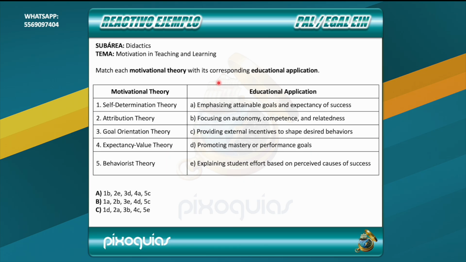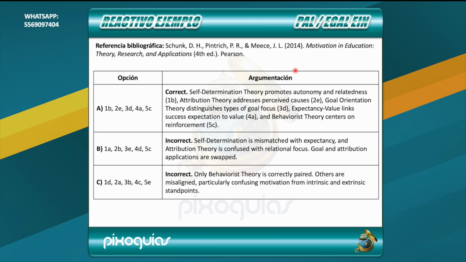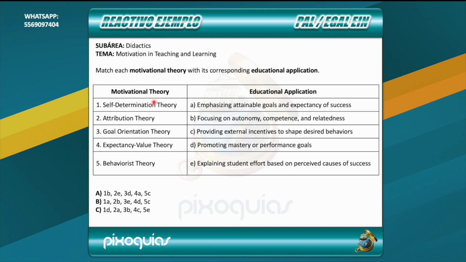Now, this example of an exercise is also from Didactics, and the topic is motivation in teaching and learning. Here we can see that it says, match each motivational theory with its corresponding educational application. So, we can see that the correct answer is also the A. So, we match the concepts. Here we have the motivational theory and the educational application. So, self-determination theory matched with focusing on autonomy, competence, and relatedness.